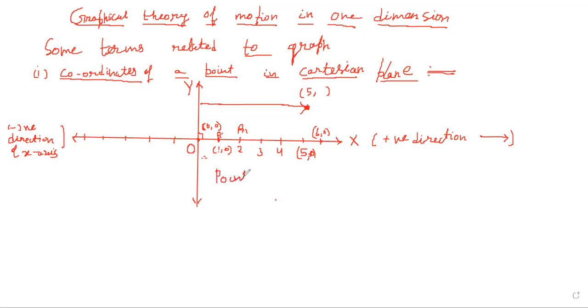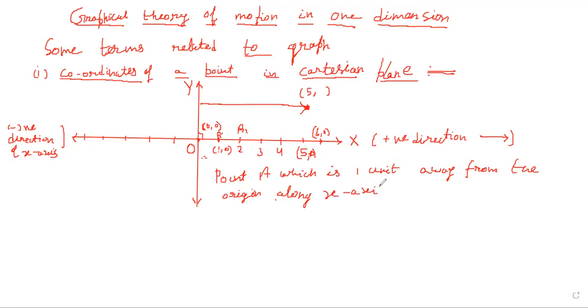Point A1, which is 2 units away from the origin along the x-axis and on the x-axis, has the coordinates. What? Can you tell? A1 is 2, 0.